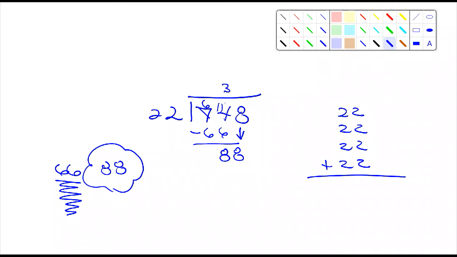Yes, exactly, 4 times. And 4 times 22 happens to be 88. Is there anything left over, Miss Scott? No, there is not. So what's the answer? 22 into 748 is 34. Now, no, I won't say that. I might make things more confusing.